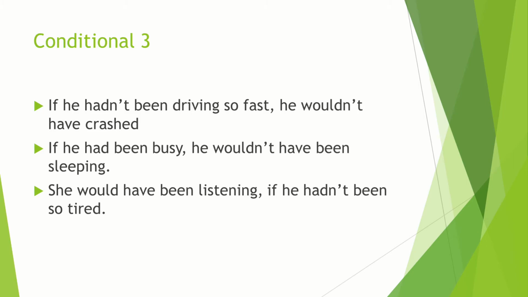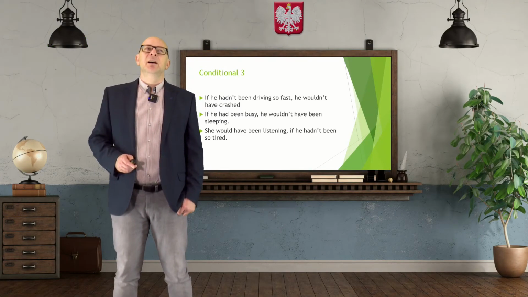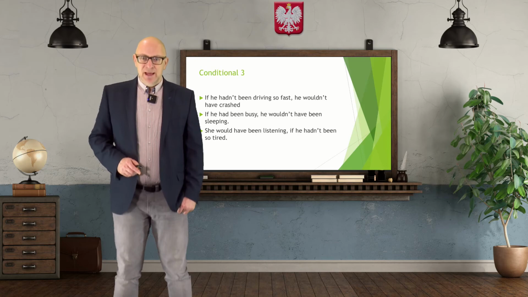Second sentence. If he had been busy, he wouldn't have been sleeping. Czyli, gdyby był zajęty, gdyby naprawdę był zajęty, to by w tamtym momencie nie spał. Tak? Wyobraźmy sobie sytuację, że poprosiliśmy go o pomoc, a on powiedział, że nie może, bo jest zajęty, i chwilę przed tym, chwilę po tym facet dalej spał. Tak? I mówimy, że gdyby naprawdę był zajęty, to by nie spał.